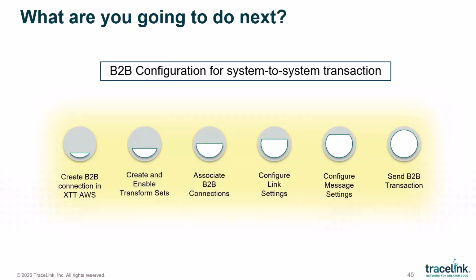In the next course, you'll walk through the full process of setting up a B2B configuration in the Extensible TraceLink Transfer XTT application. You'll start by creating a B2B connection, then move on to creating and enabling transform sets. After that, you'll associate the B2B connections and configure the link in link settings. Next, you'll set up the message settings. To wrap things up, you'll send a B2B transaction to make sure everything works end to end.